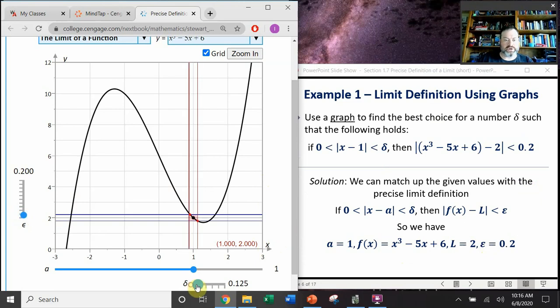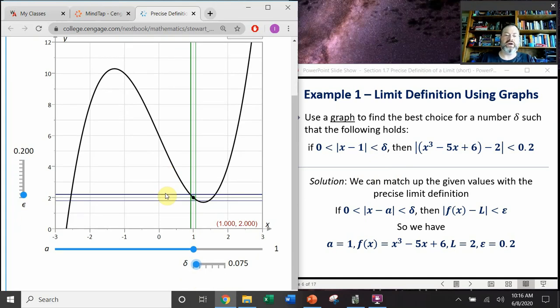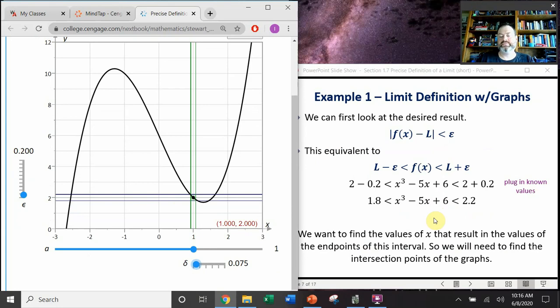So this is what we're trying to do. We're trying to find delta, the delta where this thing turns green. That's it. It's exactly what we're trying to do in this problem. Again, the online simulator is not precise enough.